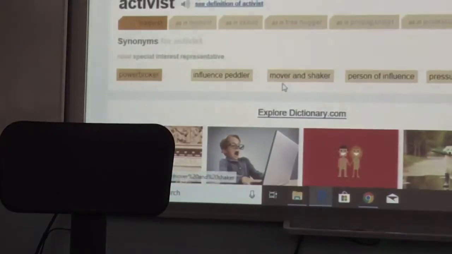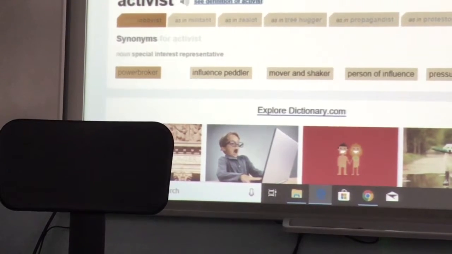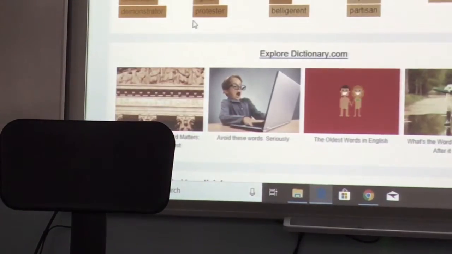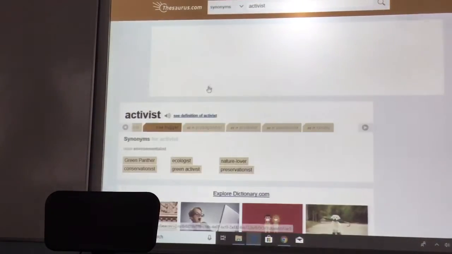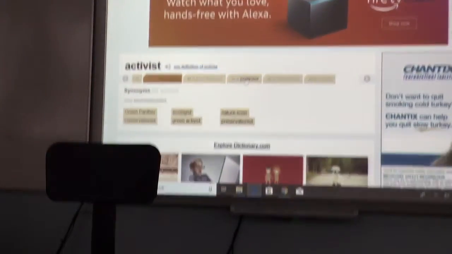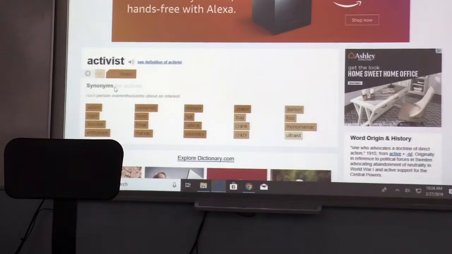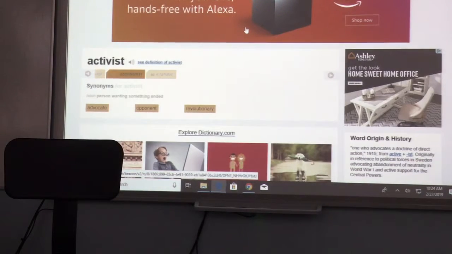We have a power broker, influence peddler, a mover and shaker. This is crazy, but that's as a lobbyist. Notice the tabs. We click here. We click here. A tree hugger. We click here. So depending on what we're looking for, there are a lot of synonyms on thesaurus.com. But what we want to do is, we already said an advocate, right?